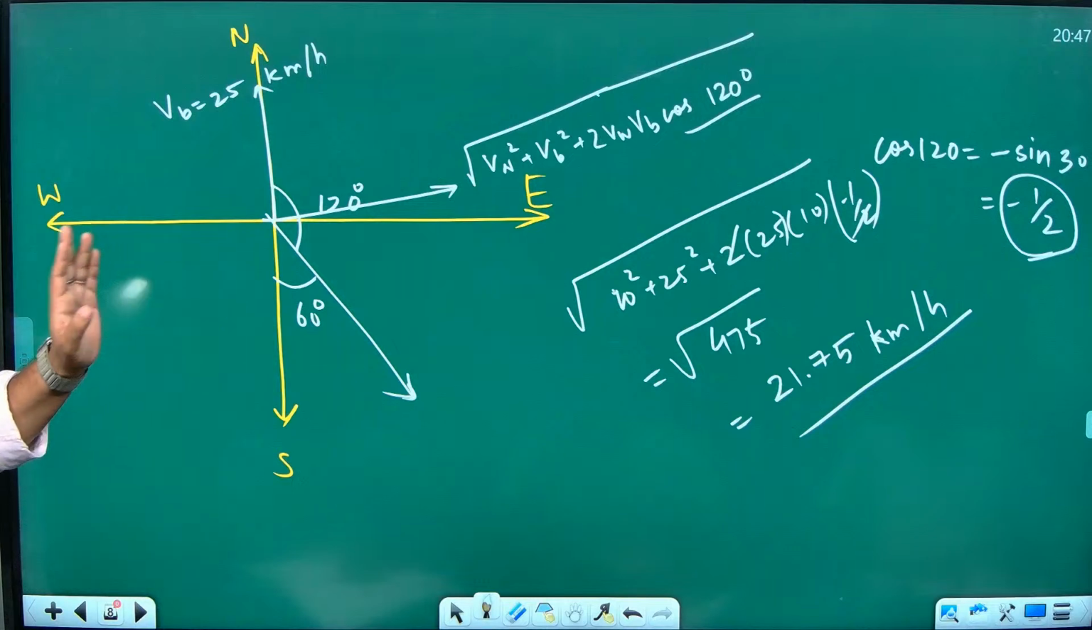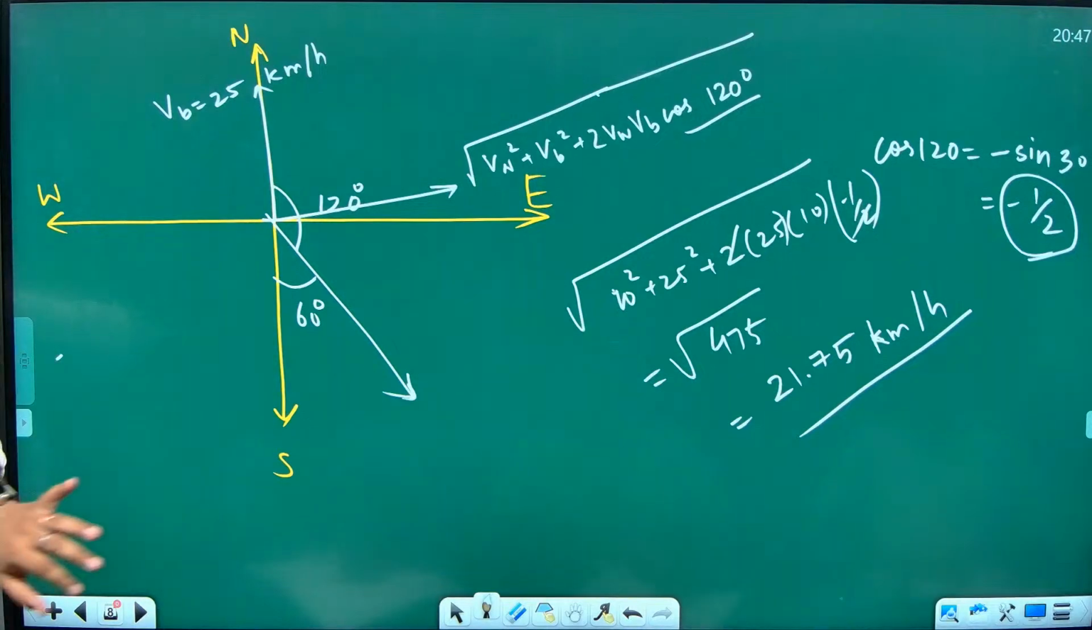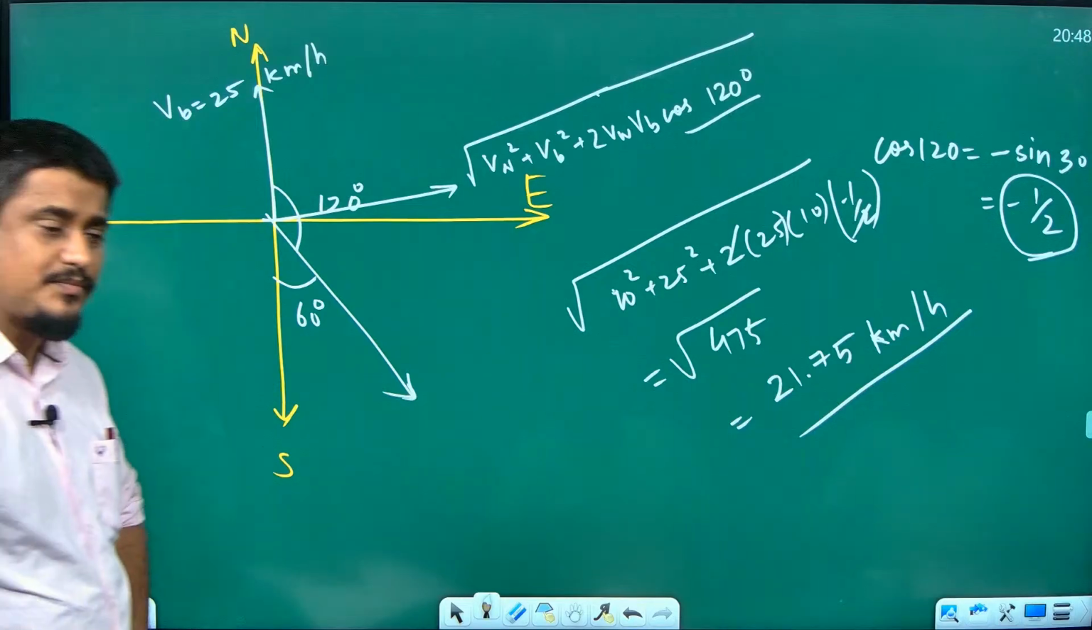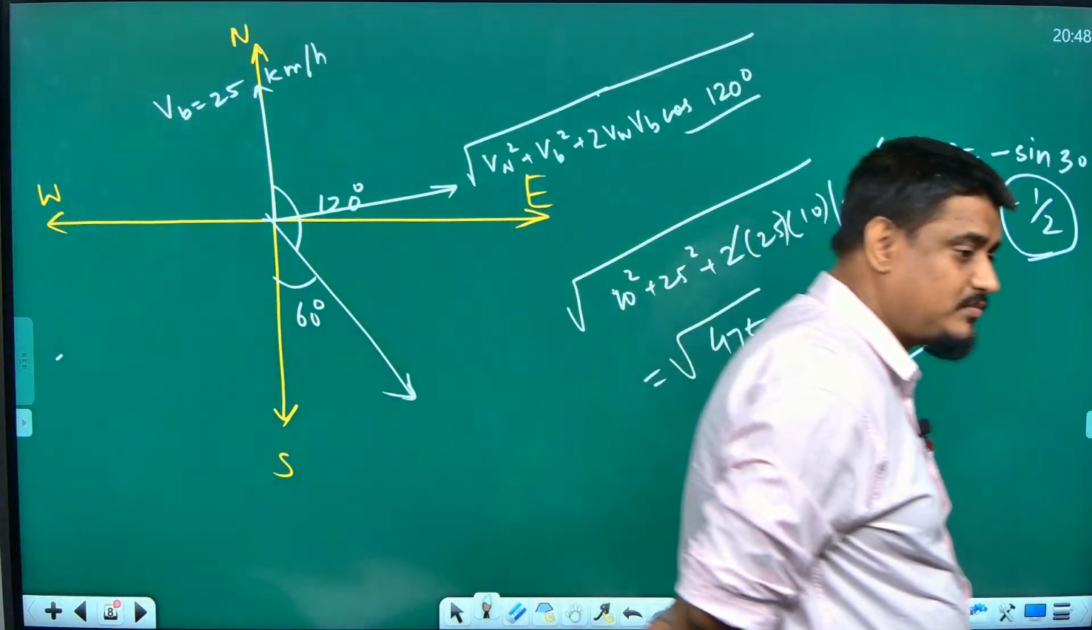Is this concept clear, Karthikeyan? Any problem? Please ask me. Srinidhi, understood? Is everybody clear in this? Sure?